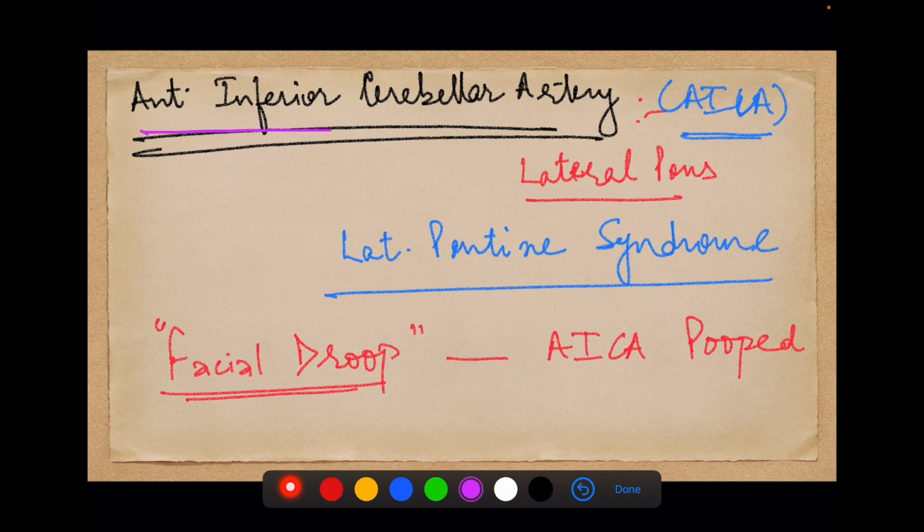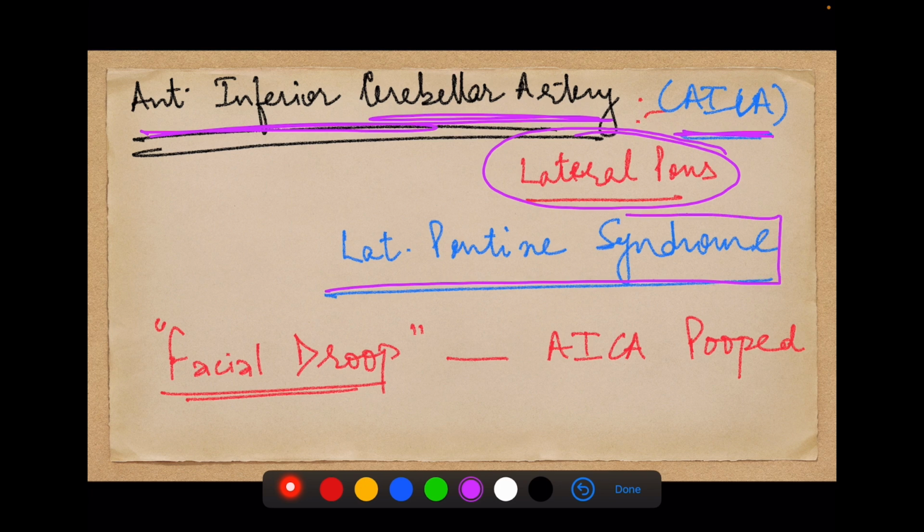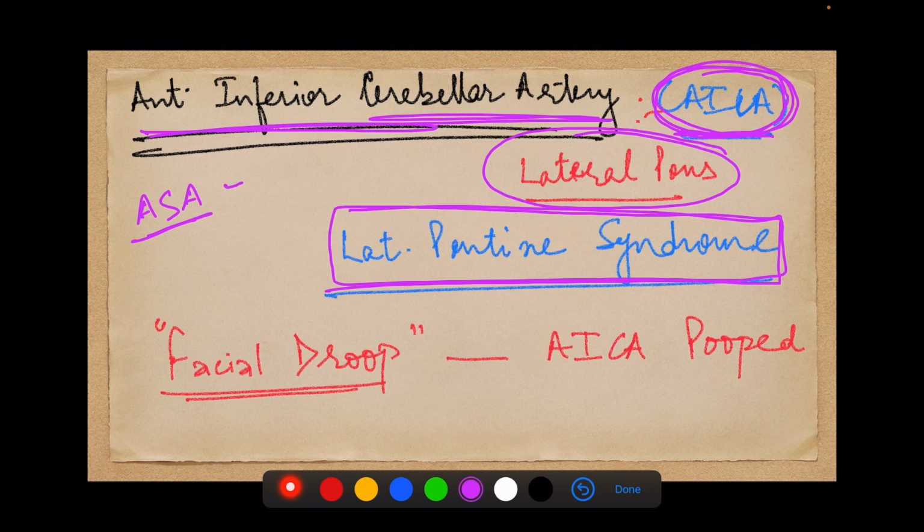Now, the anterior inferior cerebellar artery. The anterior inferior cerebellar artery supplies blood to the lateral pons. That's why it's also known as lateral pontine syndrome. So lateral pontine syndrome happens in the lesion of the anterior inferior cerebellar artery. And if we can recall back, the anterior spinal artery, which cranial nerve nuclei? 12th.